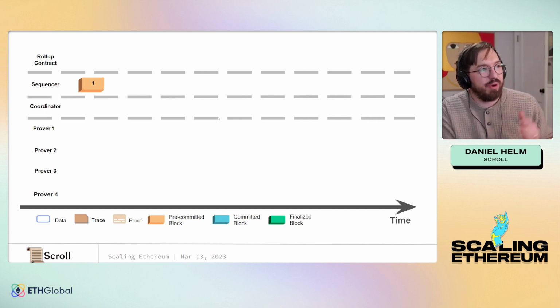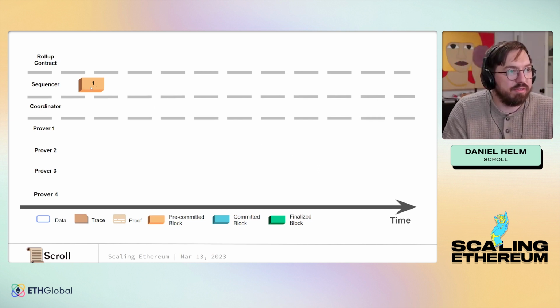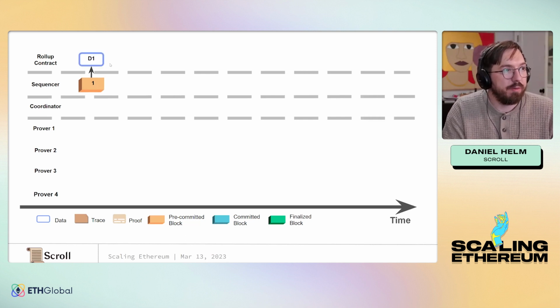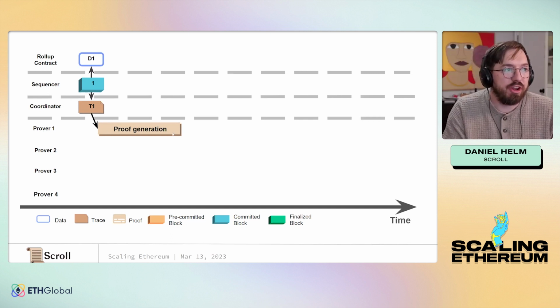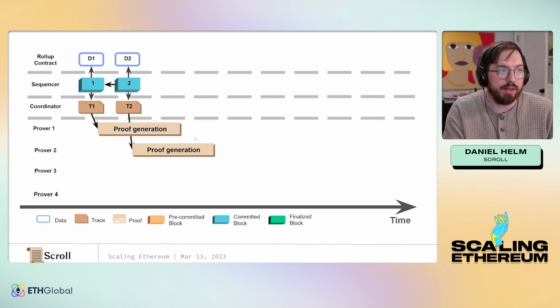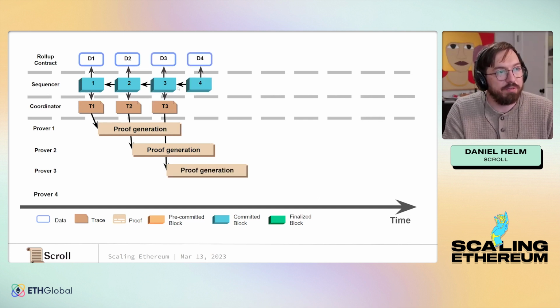And what this looks like working across time, we can imagine transactions coming into our sequencer that get bundled in a block. The data and call data from that get committed onto the rollup contract on L1. And we now have that block being committed, right? That information then gets passed to the coordinator. We call this a trace of the work that's done. And that gets passed to a prover who's going to generate a proof. This might take several blocks, but that's okay. We can make these things in parallel. And so we can create a handful of these blocks and keep passing them off to different proof generators.